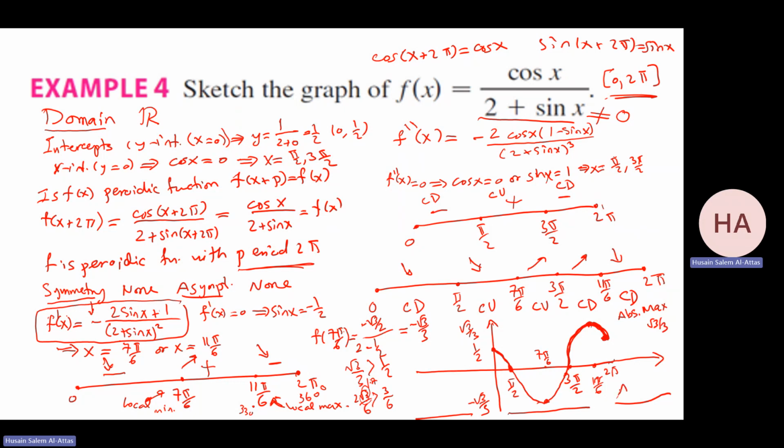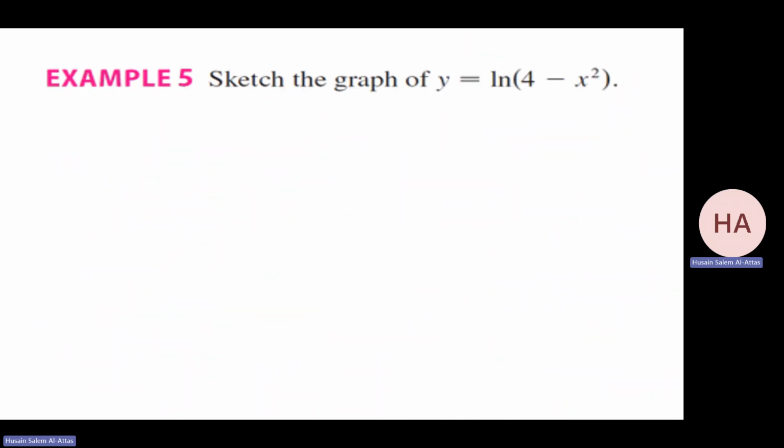And also, I have an absolute minimum, which is equal to minus square root 3 over 3. That will help us also to find the range, because this will be the largest value, and this will be the smallest value. So the range is minus square root 3 over 3 up to square root 3 over 3. Actually, I can find the absolute maximum and absolute minimum since I defined it only on a closed interval. This function is continuous, so I can do this.